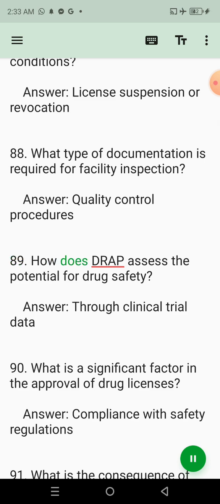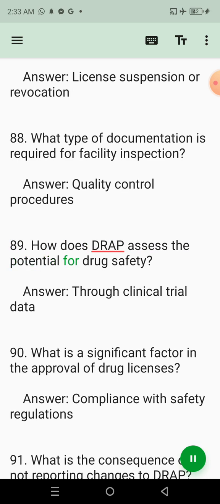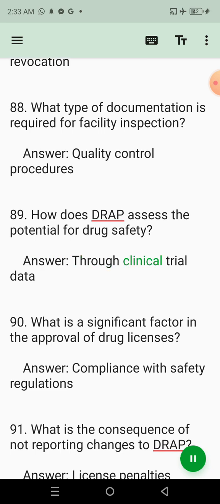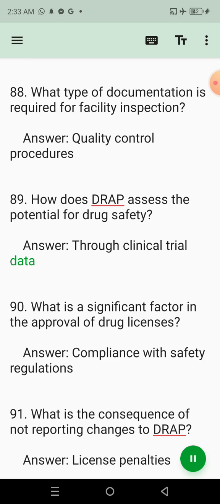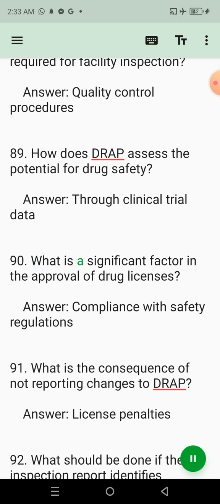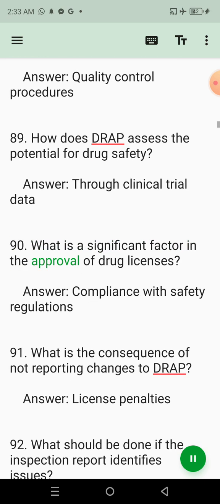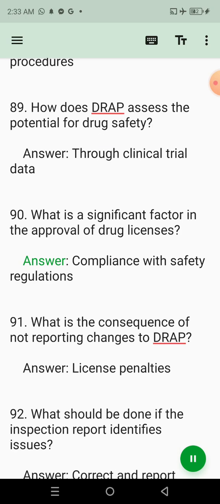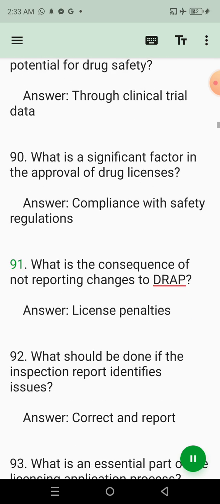89. How does DRAP assess the potential for drug safety? Answer: through clinical trial data. 90. What is a significant factor in the approval of drug licenses? Answer: compliance with safety regulations.